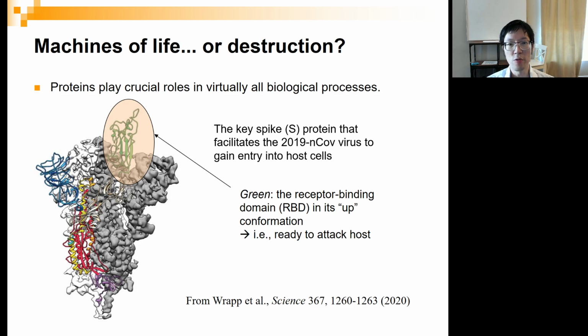So here, the one that's shown is the so-called up conformation, in the sense that it is folded up from the rest of the protein, and this is the form of the structure that facilitates host entry. The reason it's called the receptor binding domain is because this is the part that latches on to host cells and allows the virus to gain entry. So it's ready to attack in this conformation.